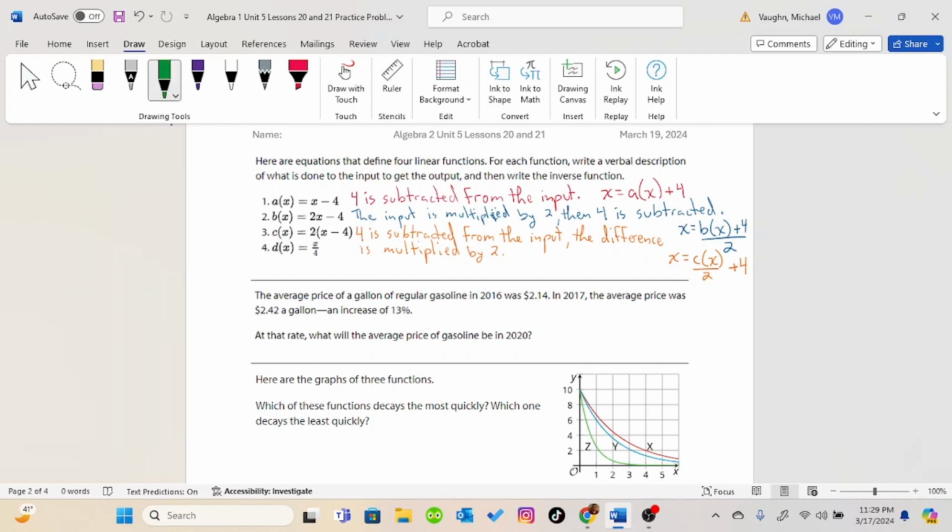And finally, number 4. The input is divided by 4. The inverse would require us to multiply both sides by 4. So x would equal d of x times 4.